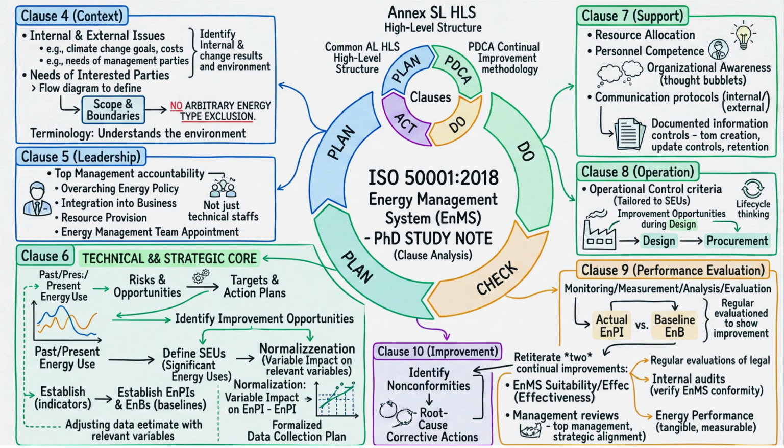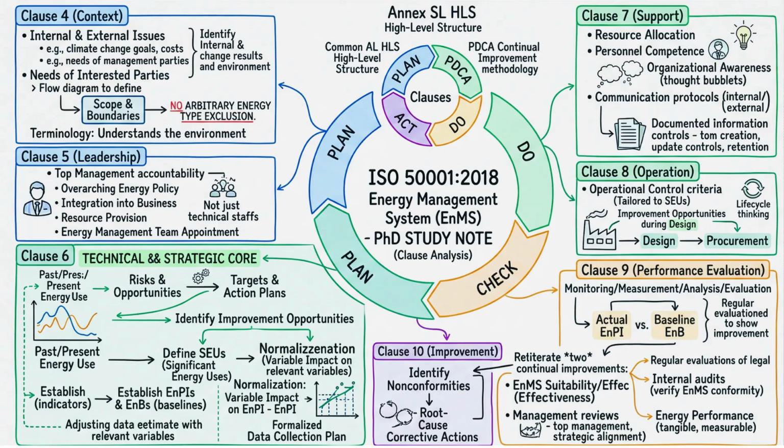Now we move to the bottom left box, clause 6, labeled as technical and strategic core. This is where the real energy performance planning happens. The section starts with past and present energy use, requiring organizations to collect historical and current energy data, establish energy performance indicators, and set energy baselines. Data must be adjusted for relevant variables.